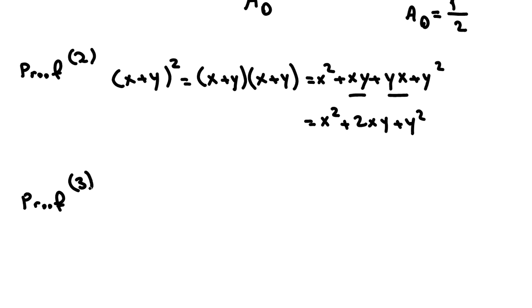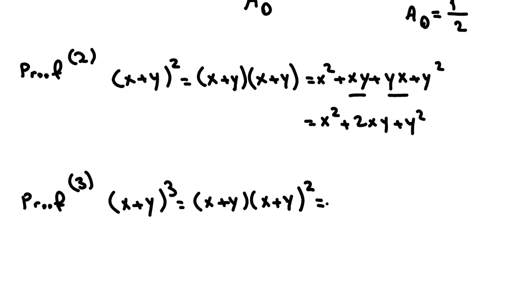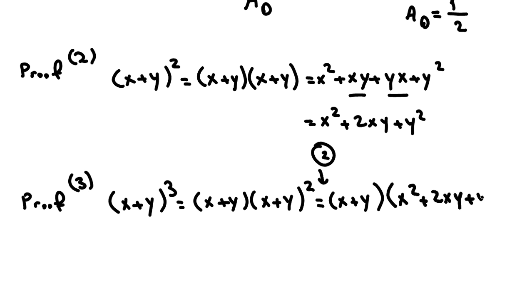Proof of third identity, (x plus y) cubed. You can do this, or there are also other ways. And for general n, you can use binomial theorem. But because we want to use only these two, I will prove them separately with basic methods. So it is (x plus y) squared times (x plus y). From second identity, I've reached it is x squared plus 2xy plus y squared.